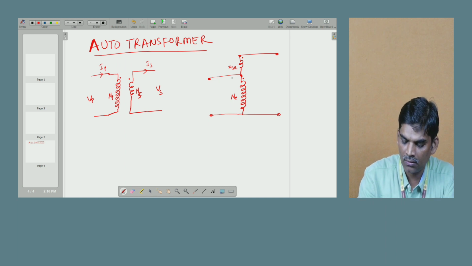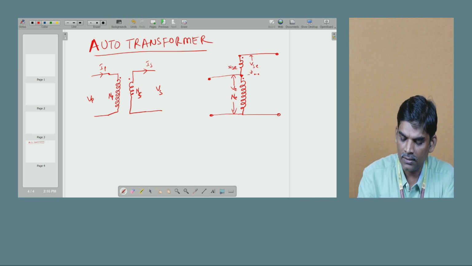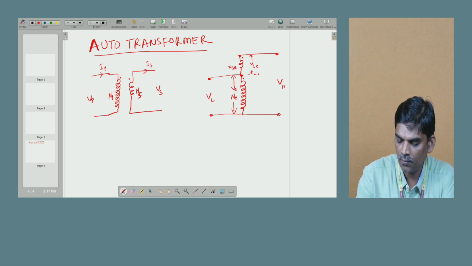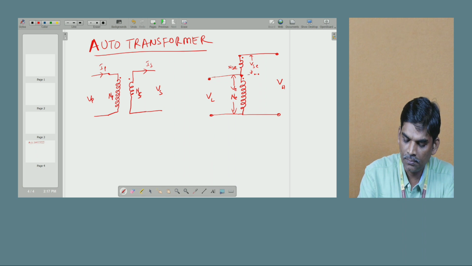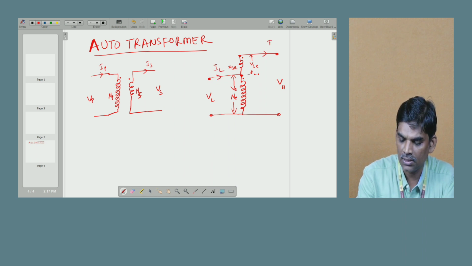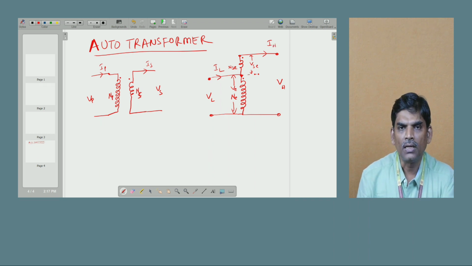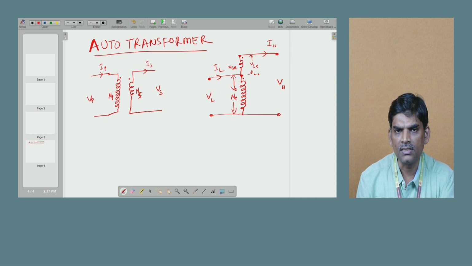Across this common winding some voltage develops, called the common voltage, and across this series winding some voltage develops, called the series voltage. This is the low voltage side VL, and this is called VH. So the primary side current is the low voltage side current, and this is the high voltage side current. But how do we give the relations here?